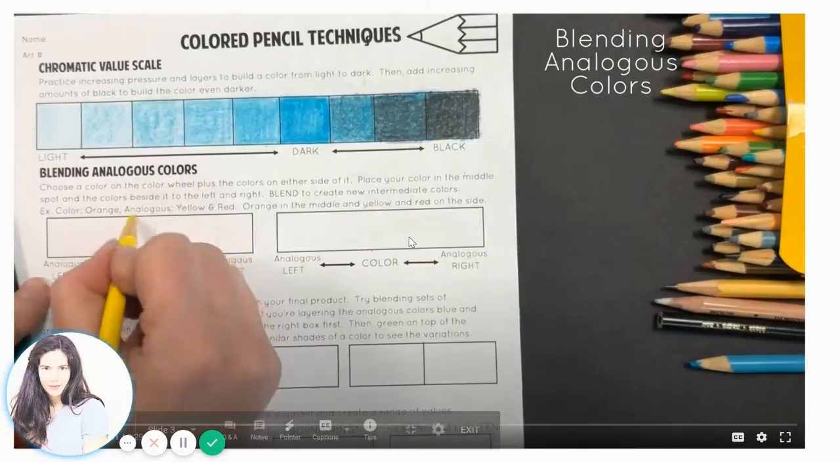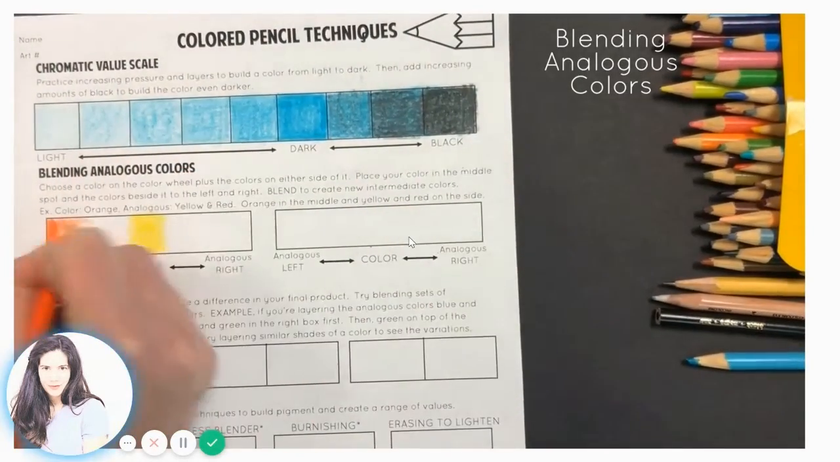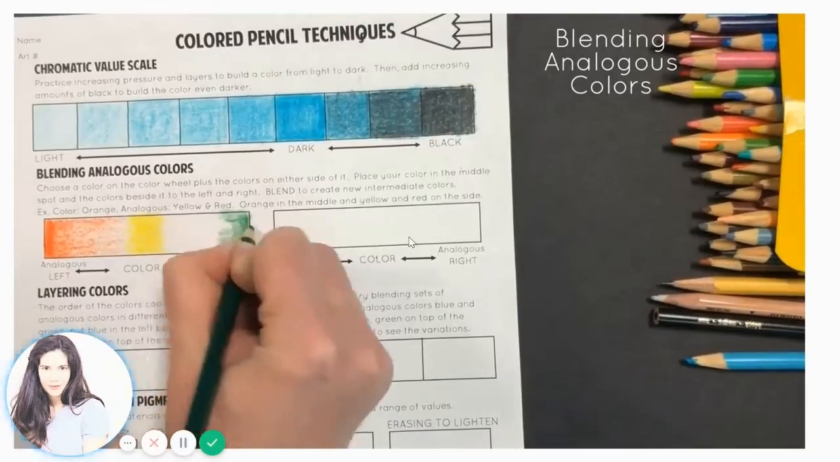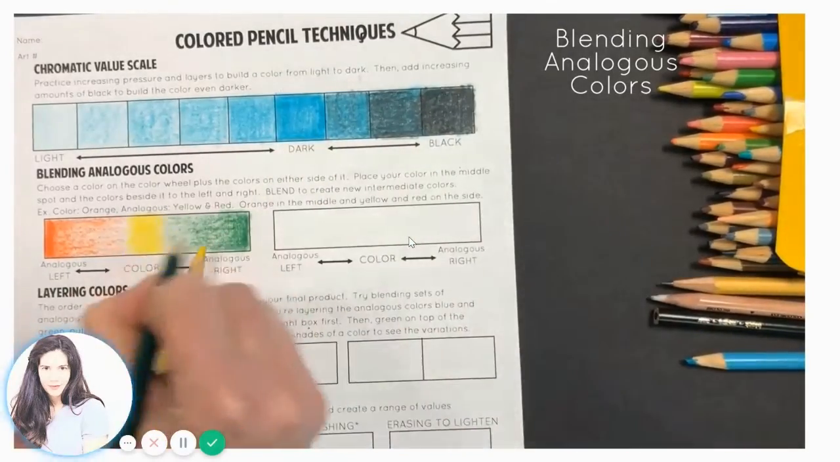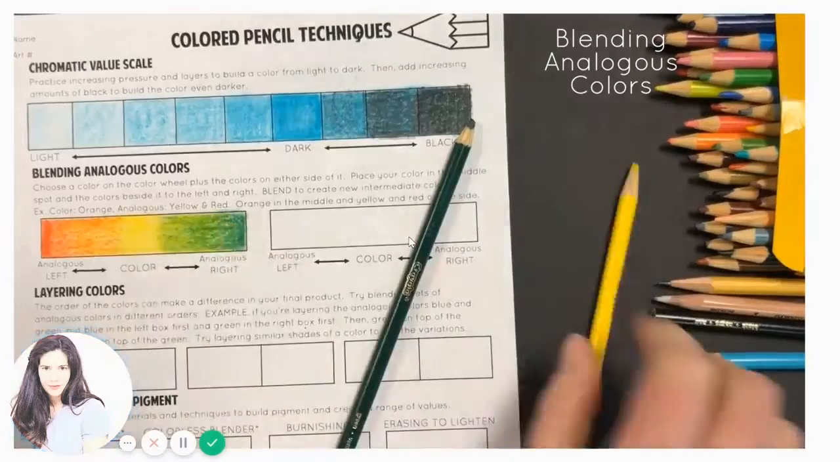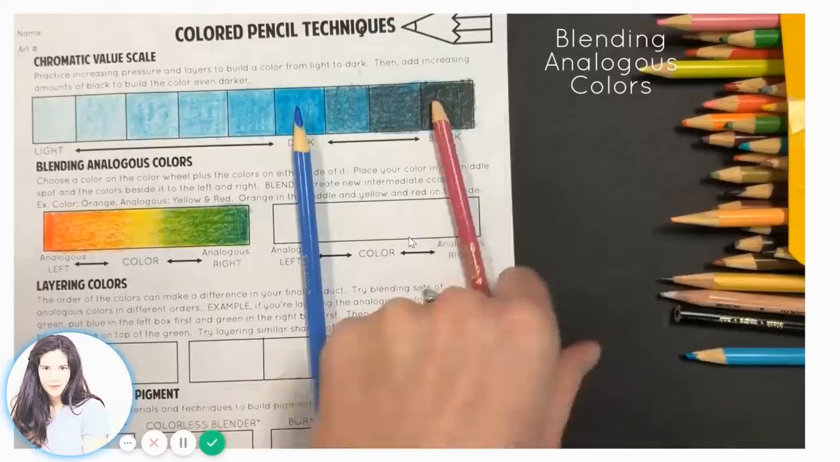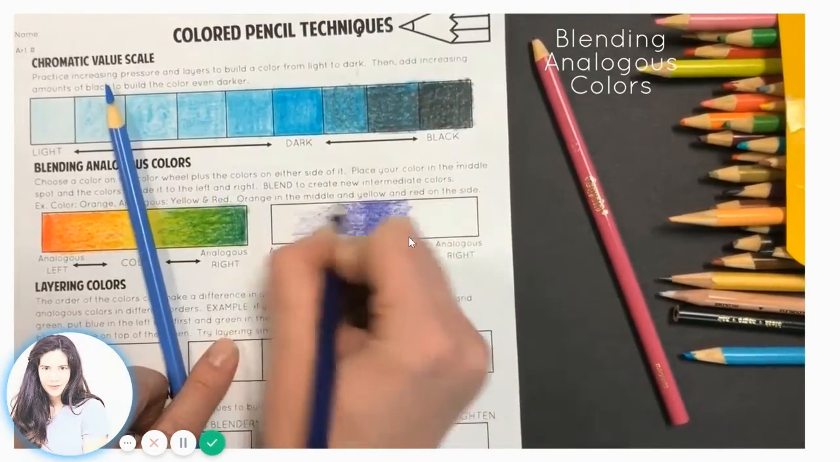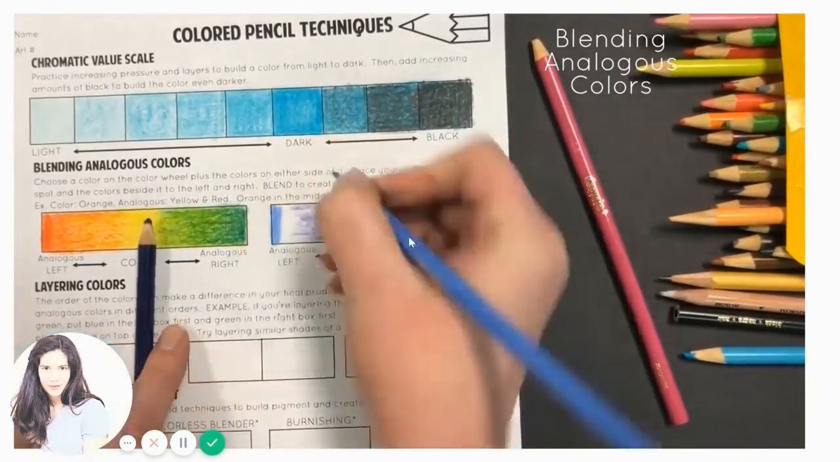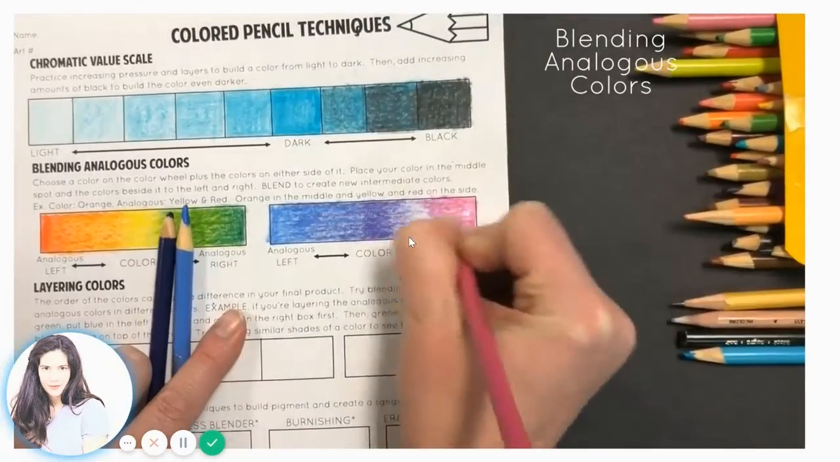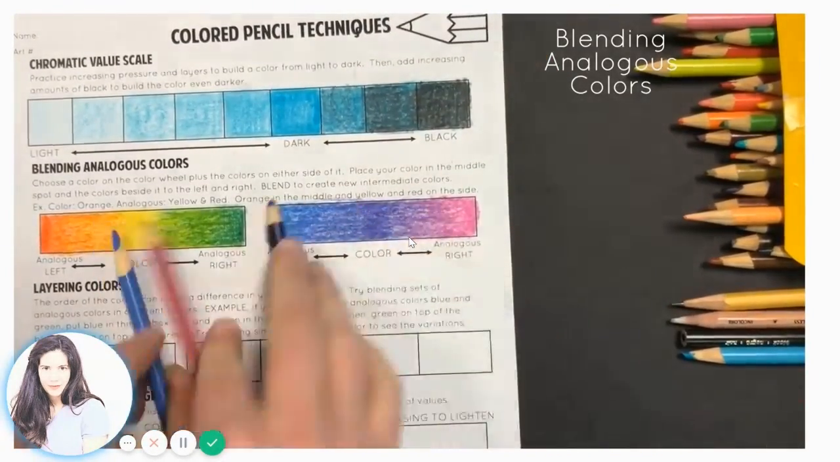The next section is the blending analogous color section. What you're going to do is choose a color on the color wheel, and also choose one color on either side of it. You are going to place your color in the middle of the spot, and then the other two colors beside it to the left and to the right. You are going to blend to create a new intermediate color. For example, the hue is the color orange, and the analogous is going to be yellow on one side and red on the other. Orange in the middle, and the yellow and reds on the sides. Pause this video and go create it on your own worksheet.